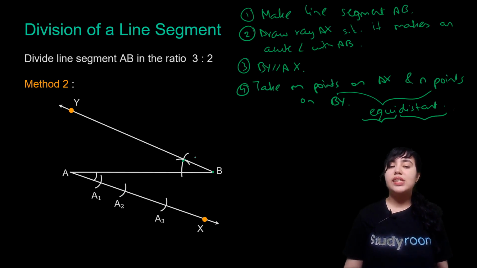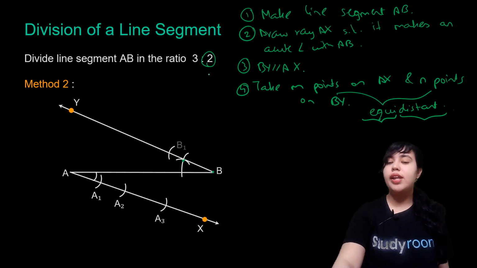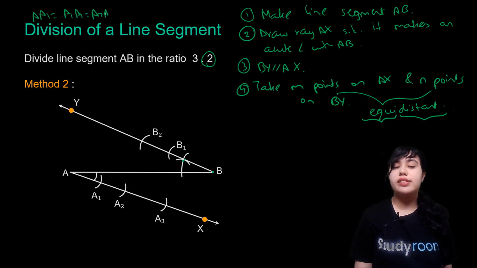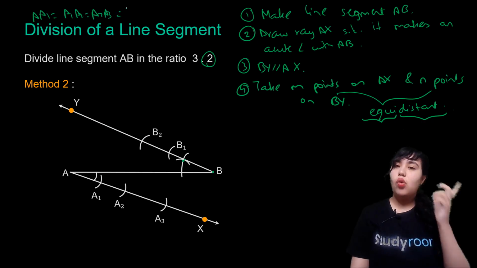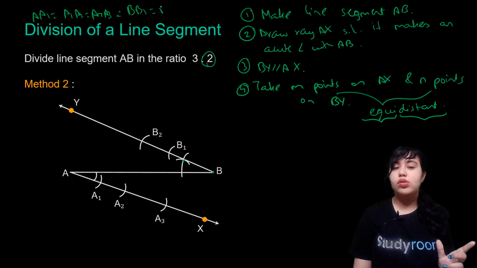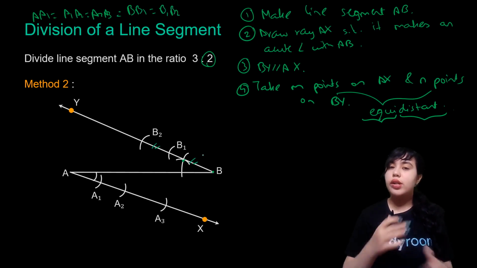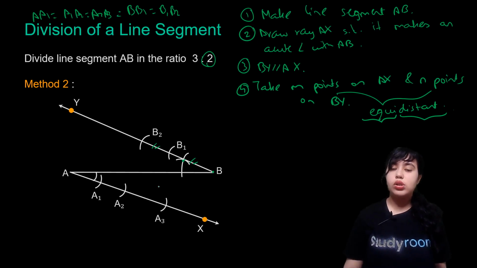Then I have to make some points on this ray BY as well. How many? N. What is N over here? 2. That means I'll make 2 points, let's say B1 and B2. So here your AA1 is equal to A1A2 is equal to A2A3, and further this distance is also equal to BB1 is equal to B1B2. This is very important: these are equal amongst themselves, but also with respect to the arm AX, these distances are all equal.